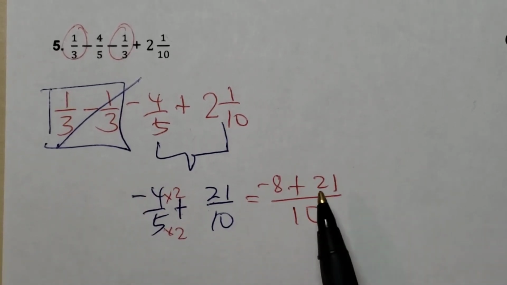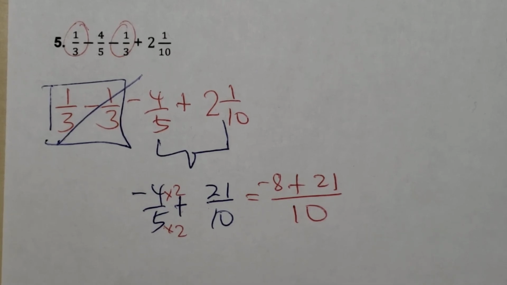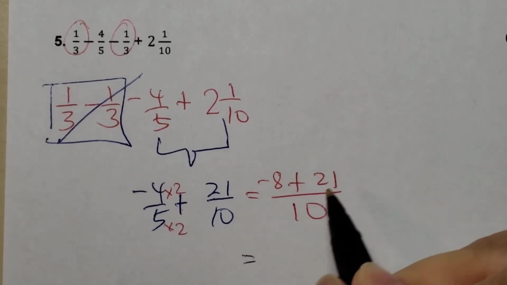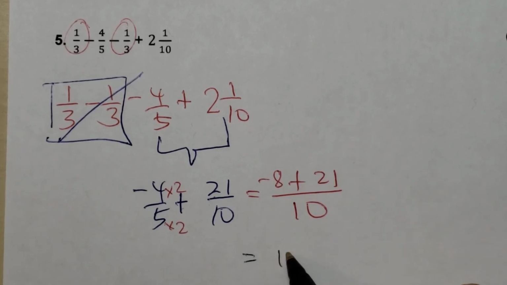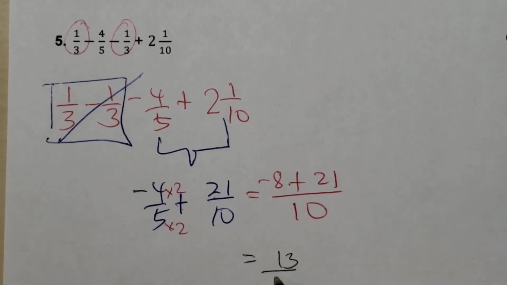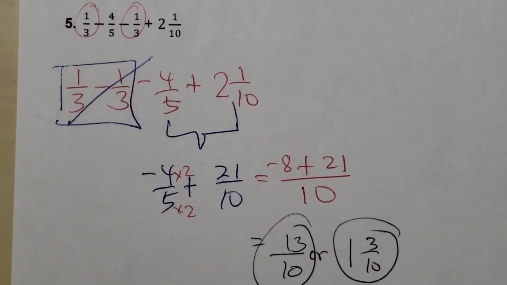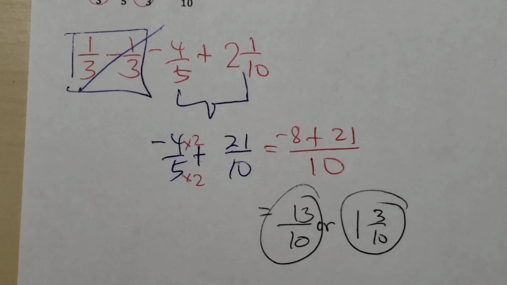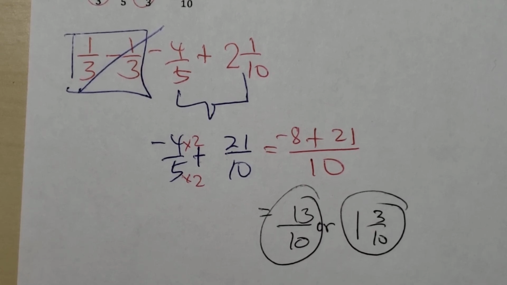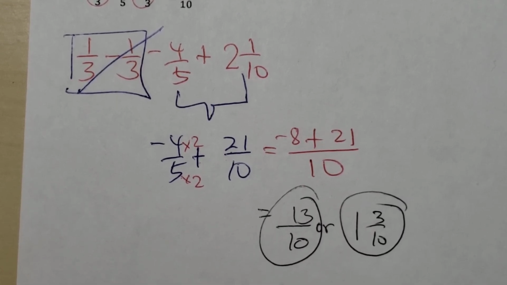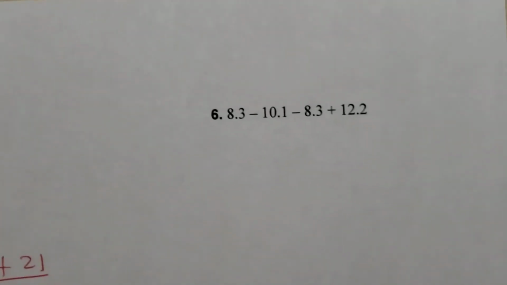Now the signs are different. So if the signs are different, what do we do again? We subtract the magnitude and copy the sign of the bigger magnitude. So that becomes, what's 21 minus 8? That's a 13. The answer is a positive 13 over 10, or 1 3/10. So either of these two would be your correct answer. Okay?